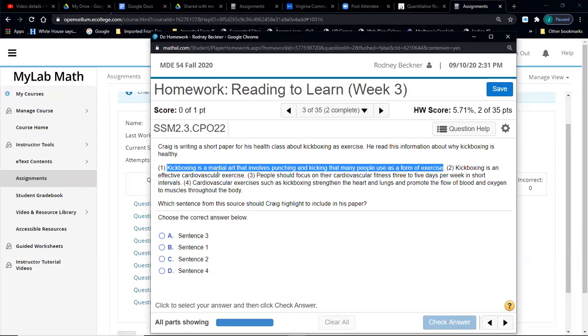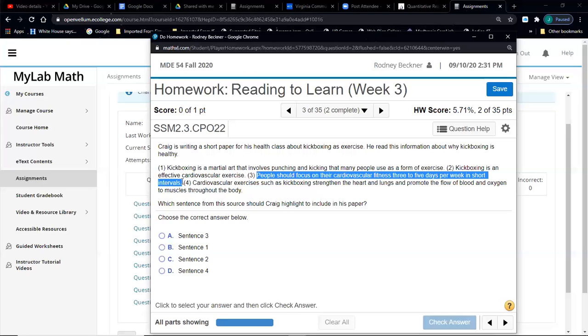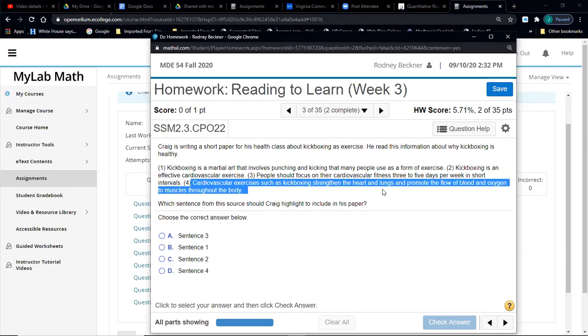People should focus on their cardiovascular fitness 3 to 5 days per week in short intervals. So that doesn't say anything about kickboxing, so I'd probably not do that one. Is it a good fact? Yes. But if we're highlighting one sentence, it doesn't say kickboxing, so maybe that's not it. Number four, cardiovascular exercise such as kickboxing strengthens the heart and lungs and promotes the flow of blood and oxygen to muscles throughout the body.